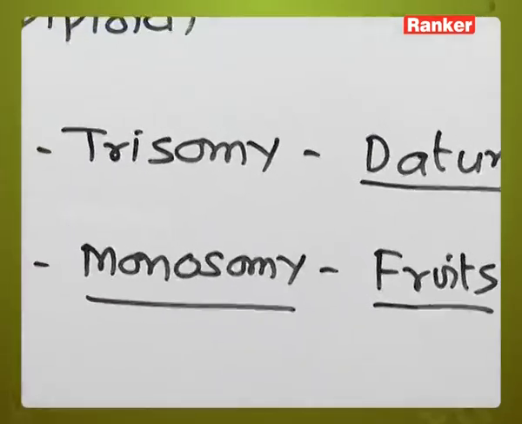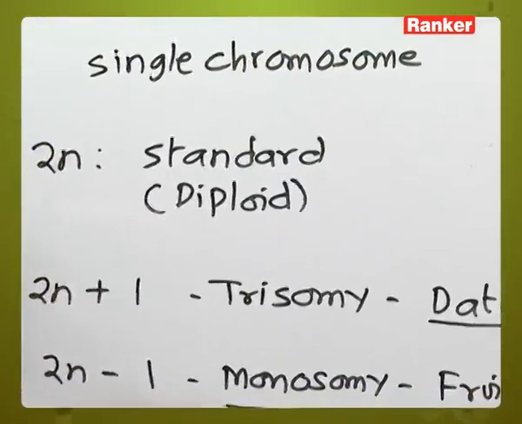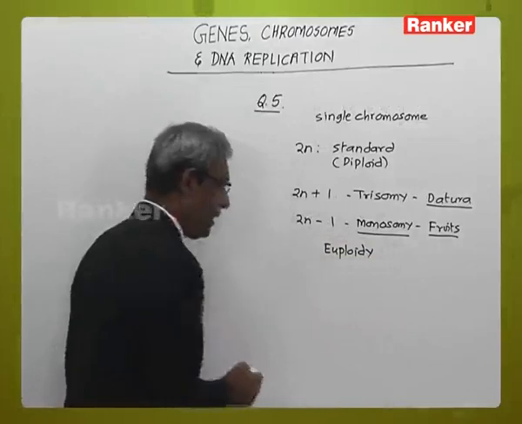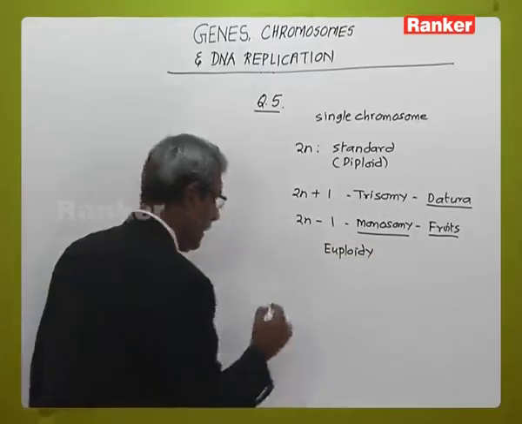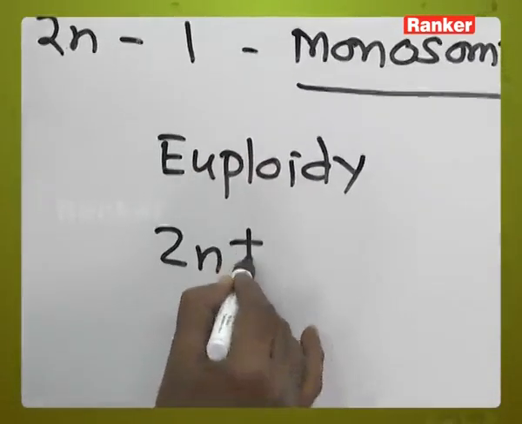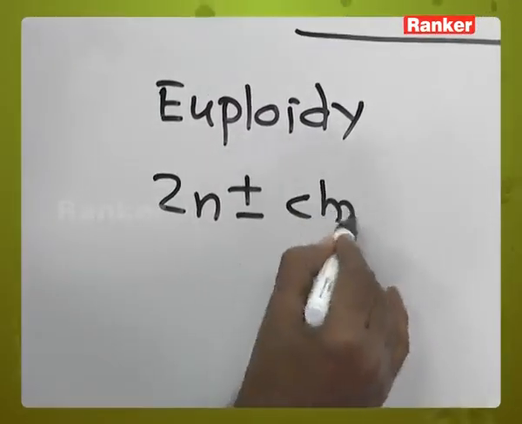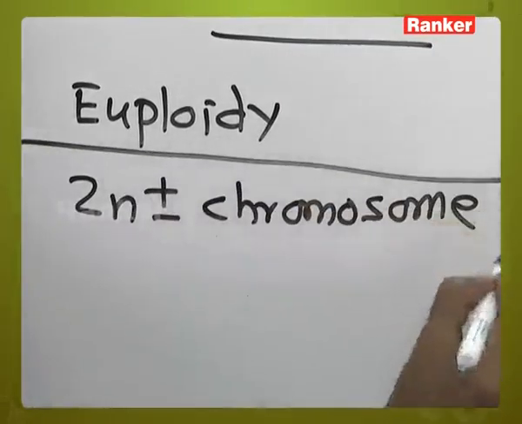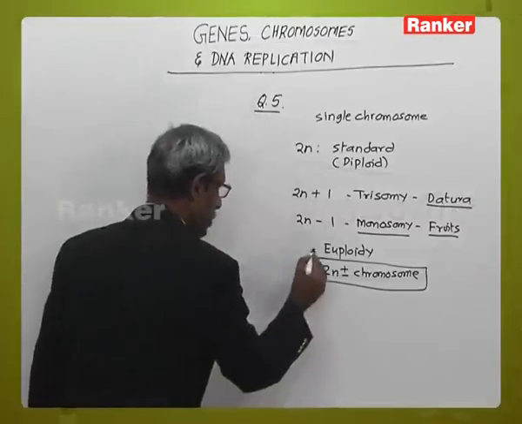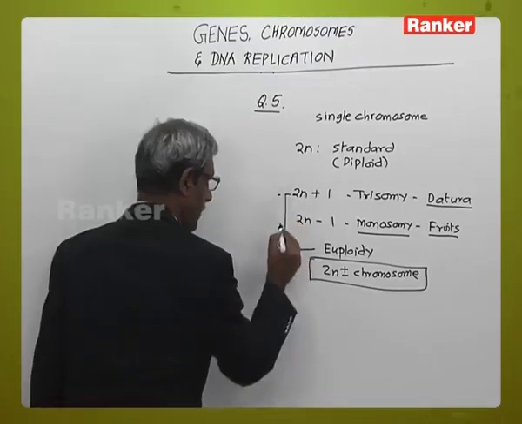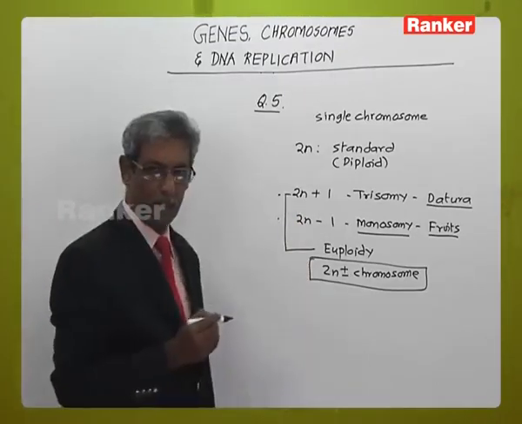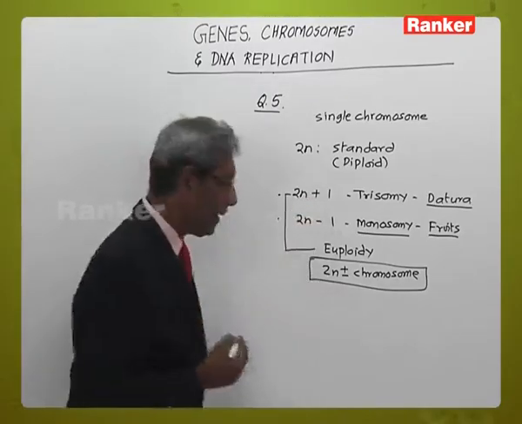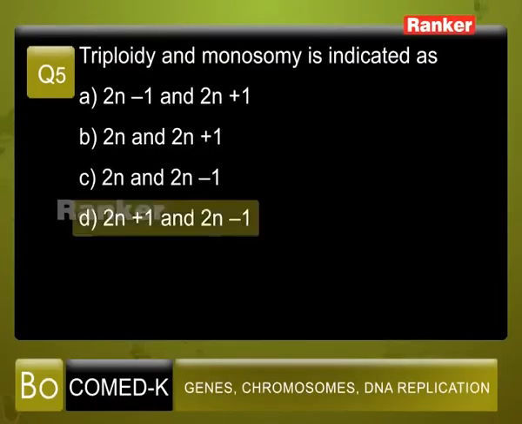So both trisomics and monosomics are examples of euploidy, a term used for any increase or decrease of chromosomes. Under this we have two situations: a triploid and a monosomy. Hence triploid and monosomy are indicated as 2n plus 1 and 2n minus 1, and the right answer is D.